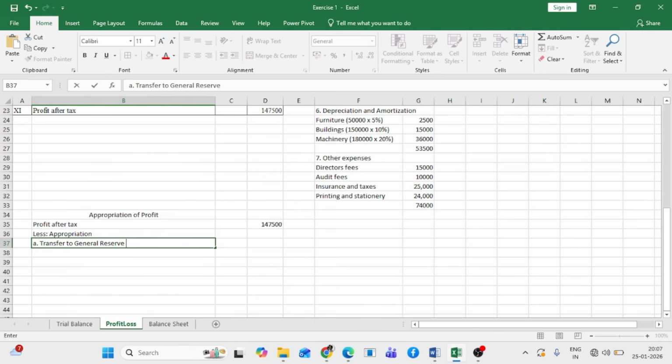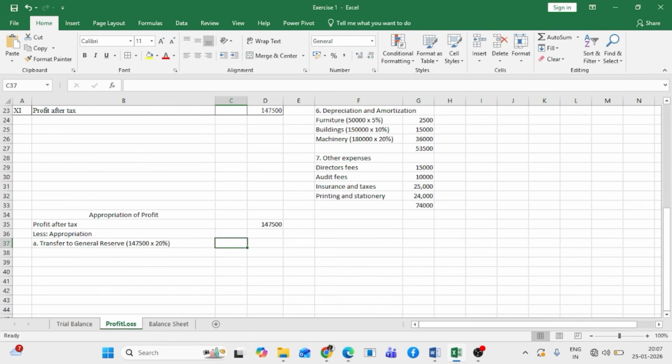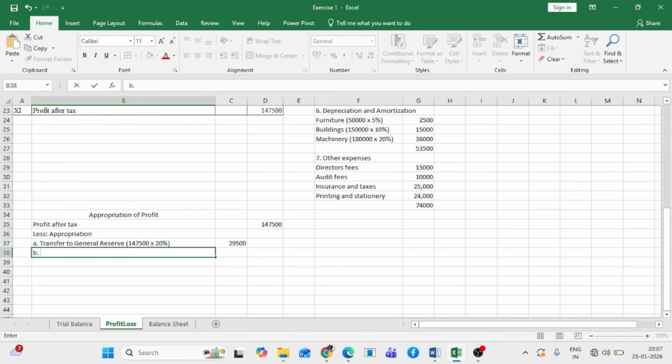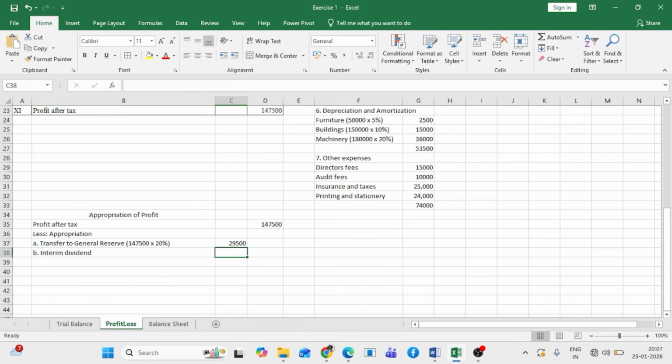Okay, so what is the amount? That is 1,47,500 into 20%. Okay, so that will give me 29,500. The first is transfer to general reserve, the amount is 29,500. The second one is the interim dividend that you have paid, right? Interim dividend amount is 21,000.